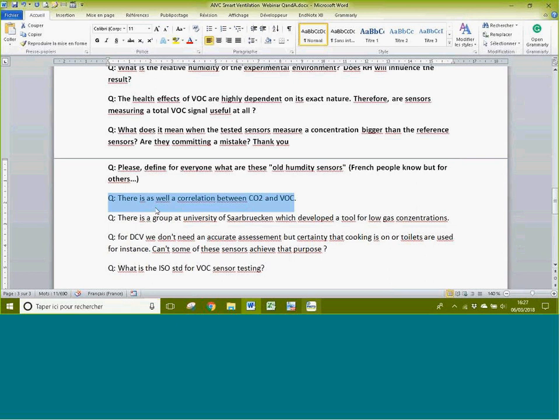Okay. Is there a well correlation between CO2 and VOC? No, it's not a question. It's a comment. Sorry. There is a good correlation between CO2 and VOC. Do you want to comment on the comment?